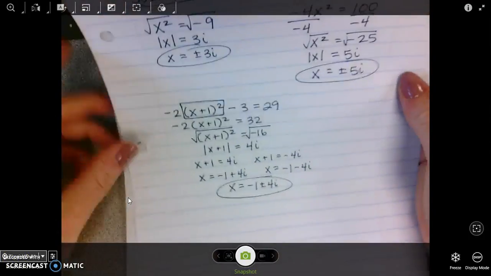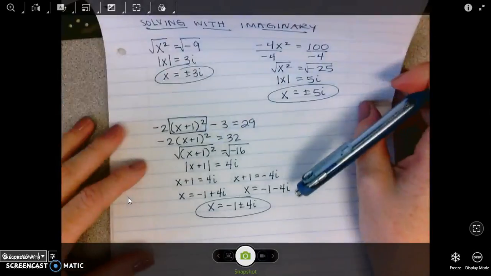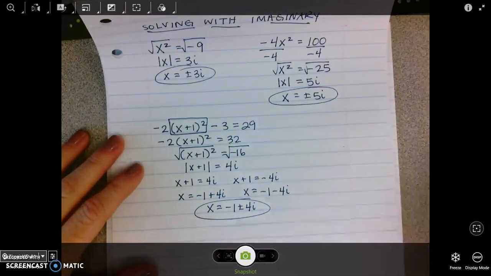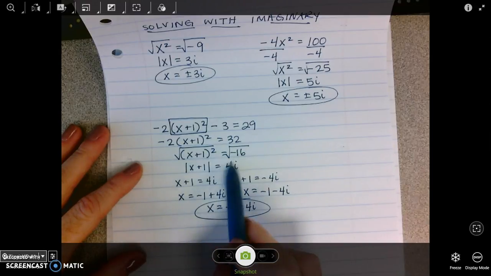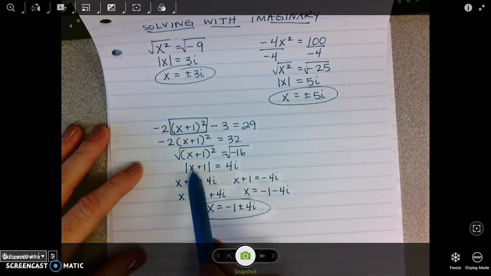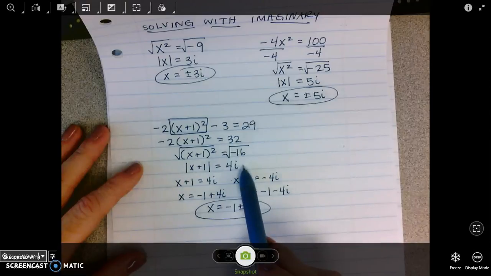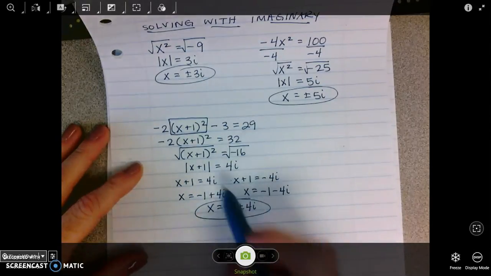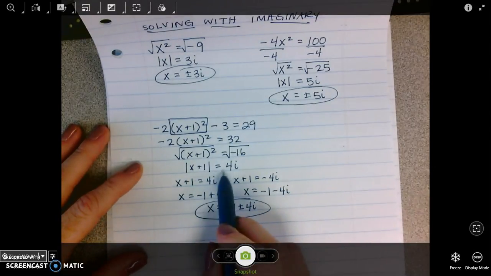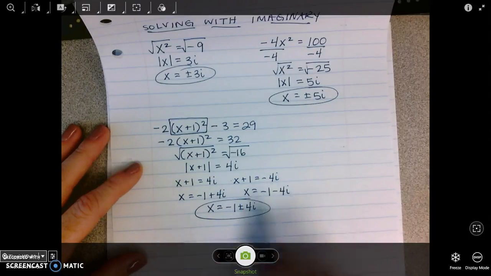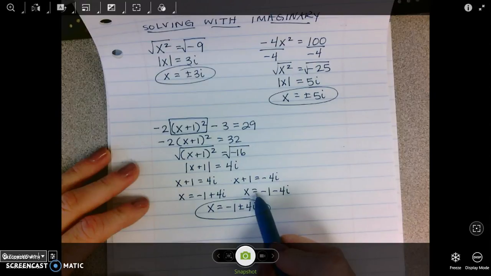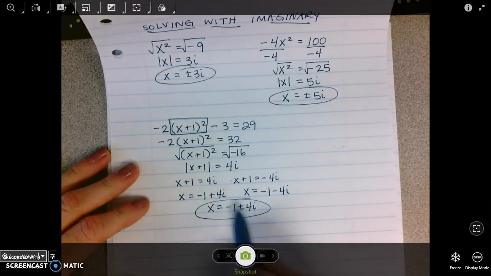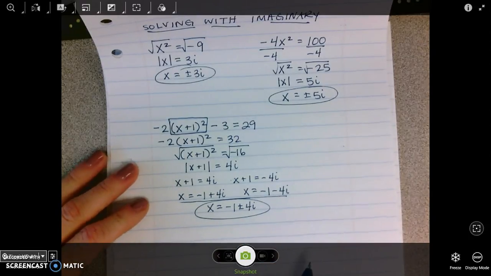Okay, so here we go with our answer. Once you have the squared quantity isolated, you take the square root of each side. You end up with the absolute value of x plus 1 equals 4i. And don't forget, when you solve absolute value, you have to set it equal to the positive and the negative. So here are our two answers, -1 plus 4i and -1 minus 4i. You can go ahead and leave it like this or combine them with a plus or minus symbol.